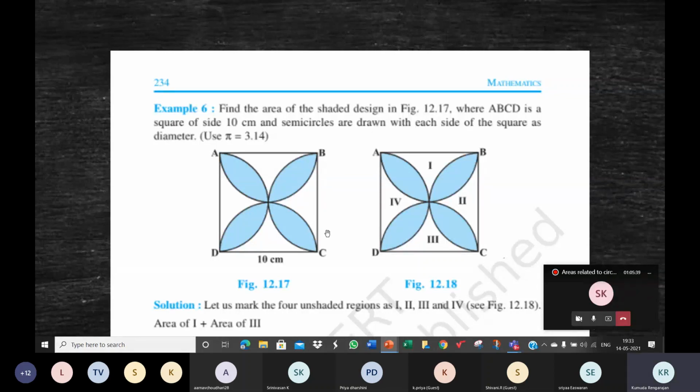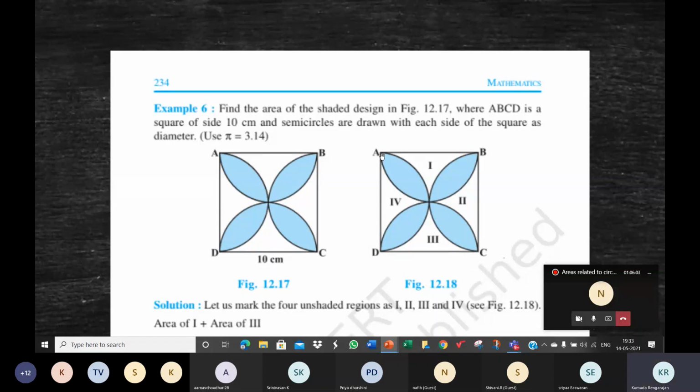So look at this. Find the area of one semicircle. How? Pi r square by 2 or half of pi r square. See here, one semicircle, this one. Find the area of one semicircle.